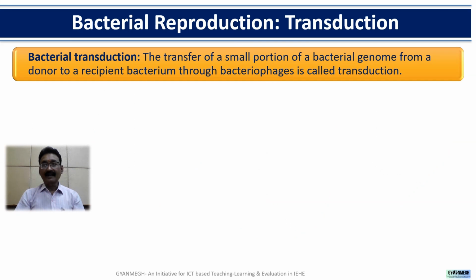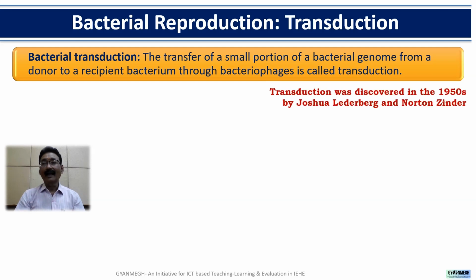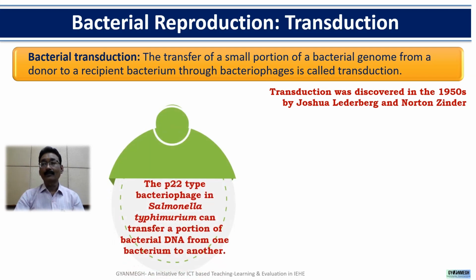Bacterial transduction: the transfer of a small portion of bacterial genome from a donor to a recipient bacterium through bacteriophages is called transduction. Transduction is a mechanism of genetic transfer through bacteriophages. Transduction was discovered in the 1950s by Joshua Lederberg and Norton Zinder. Zinder and Lederberg in 1952 found in their research that the P22 type of bacteriophage in Salmonella typhimurium can transfer a portion of bacterial DNA from one bacterium to another.